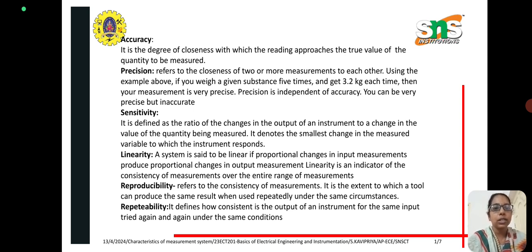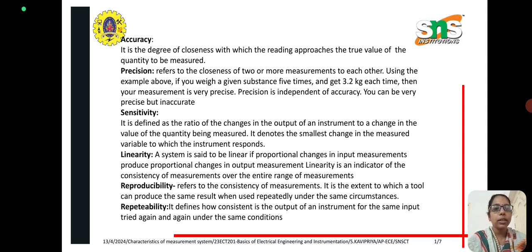Next one is sensitivity. It is defined as the ratio of change in output of the instrument to the change in the quantity being measured. It denotes the smallest change in the measured variable to which the instrument responds. Next one is linearity. A system is said to be linear if a proportional change in the input produces the same proportional change in the output. Linearity is an indicator of the consistency of a measurement over an entire range of measurements.